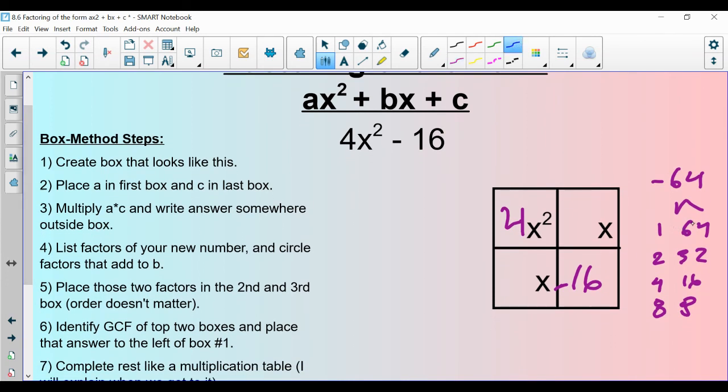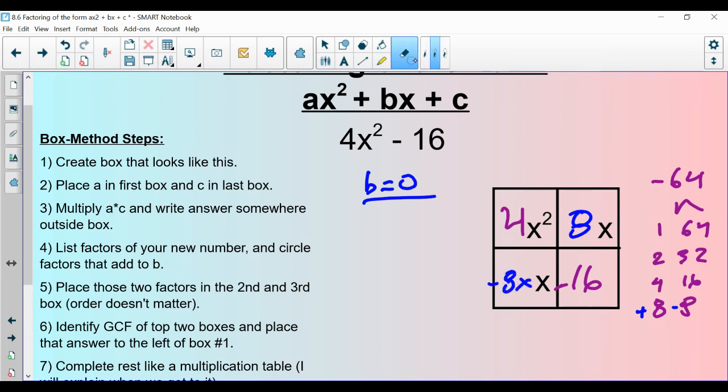Now you look for which factors get you to your middle term, and this is the weird part, right? It doesn't have a middle term, which means its middle term is 0. If it was 1, it would still have a plus 1x here. But the middle term is 0, so which of these pairs could get you to 0? And actually, if the 8 was positive and negative, then it would add to 0 and multiply to negative 64. So in one of the boxes, we're going to have an 8x, and in one of them, we're going to have a negative 8x.